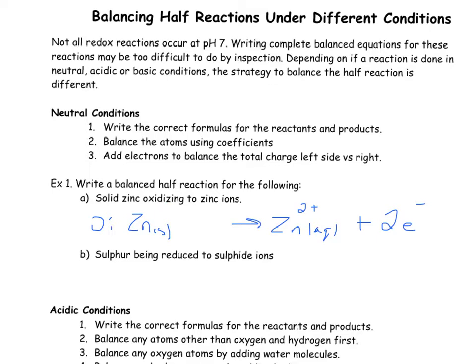Here's the answer for example B. In order for sulfur to change into an S2-, it needs to gain electrons. I have one sulfur on each side, so I don't need any coefficients in front of my formulas. Because I have a 0 charge on the left side and a 2- charge on the right side, I need to add 2 electrons as reactants in order to make the charges balance.